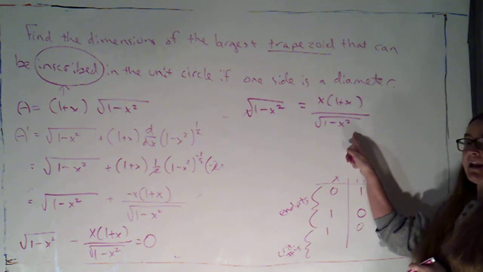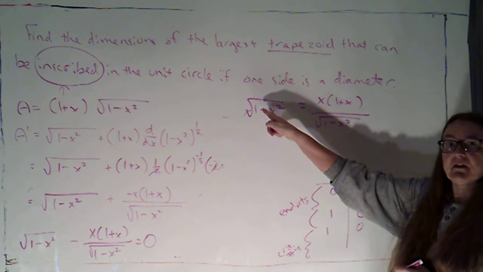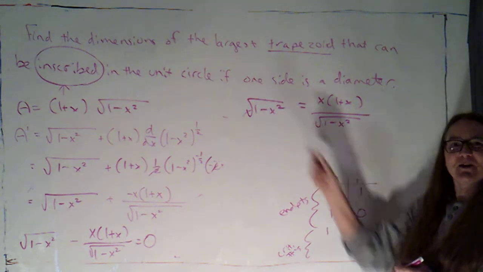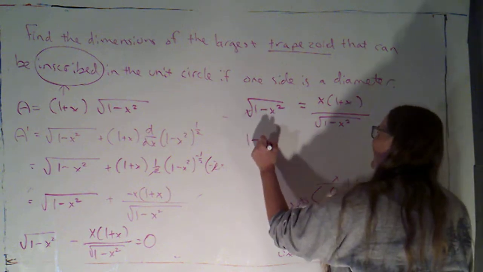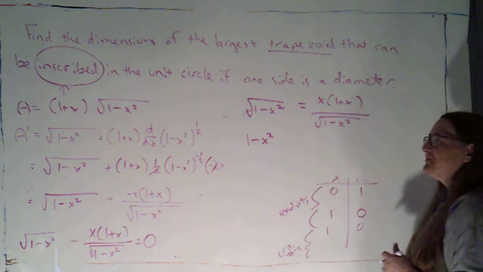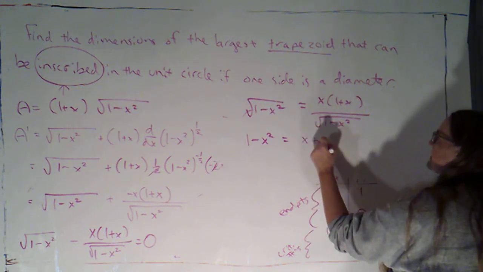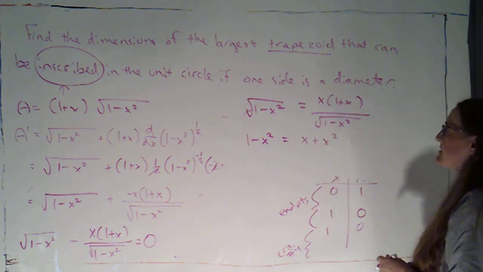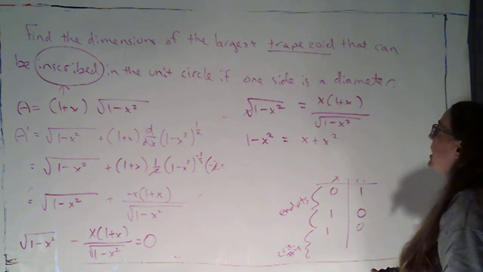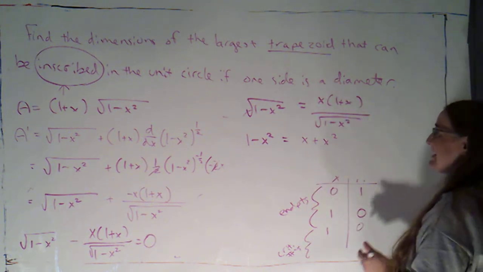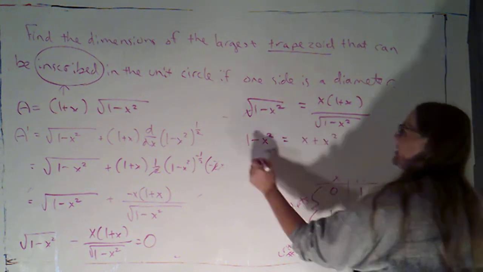And in order to get that out of the denominator, I just multiply it over to the other side. But then I'm multiplying root 1 minus x squared by root 1 minus x squared, and that's just going to lift the radical. What's left here then, I'm just going to distribute. That's x plus x squared. So it looks like we've got a lovely quadratic equation in x. Let's move everything over to one side.